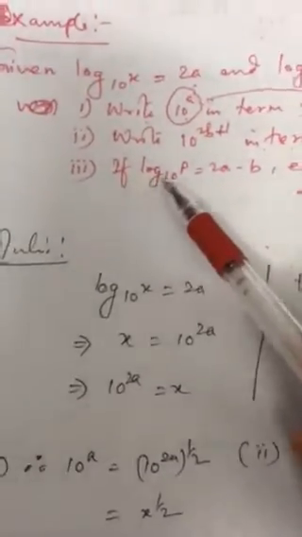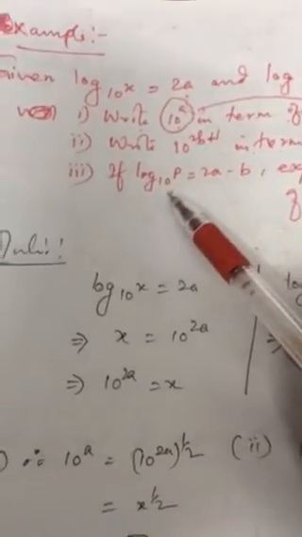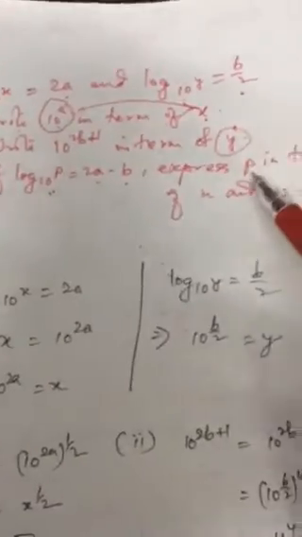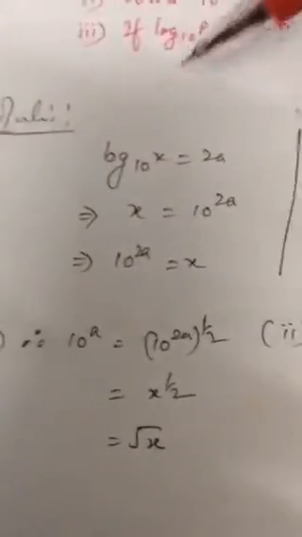And if log of p to the base 10 is equal to 2a minus b, then express p in terms of x and y. I have solved it here. You try to understand here. Very simple.